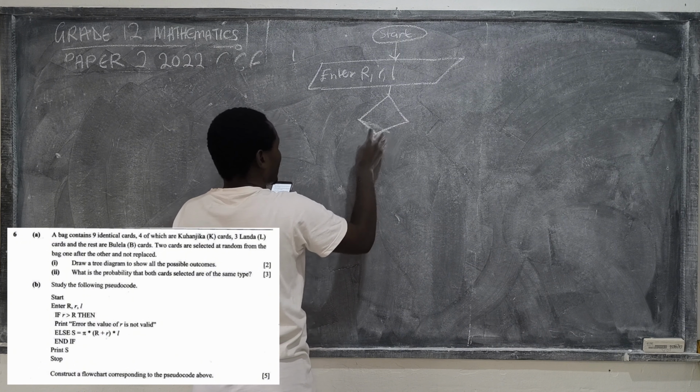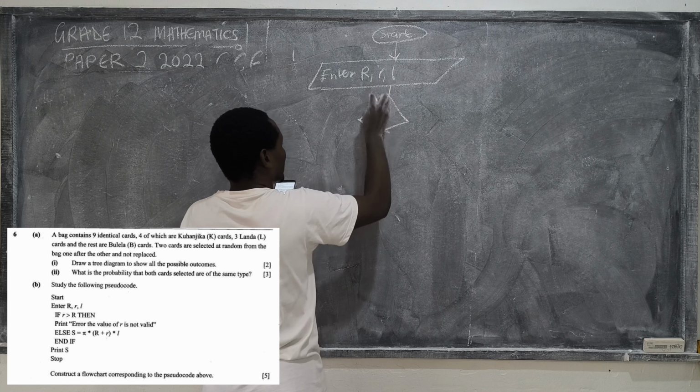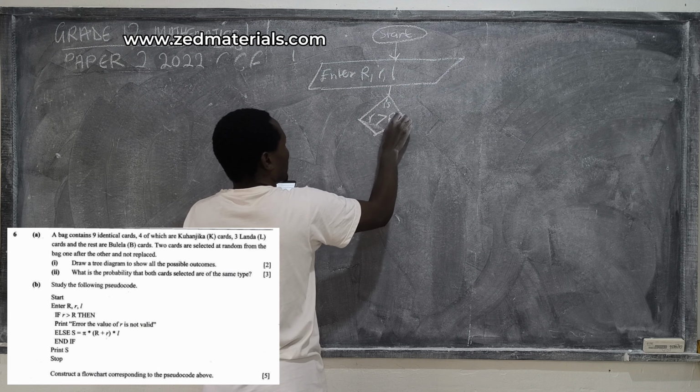Okay, so if is a decision there, so you're going to say if R is less than R. So they're saying is. If changes into is, so you say is R greater than R, you put a question mark because with is you're asking now. So here you say yes, here you say no. Then from there they are saying print error, the value of R is not valid.